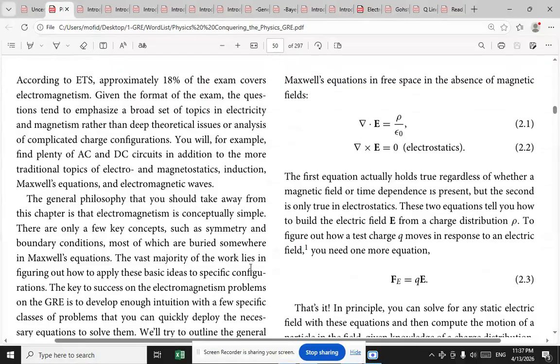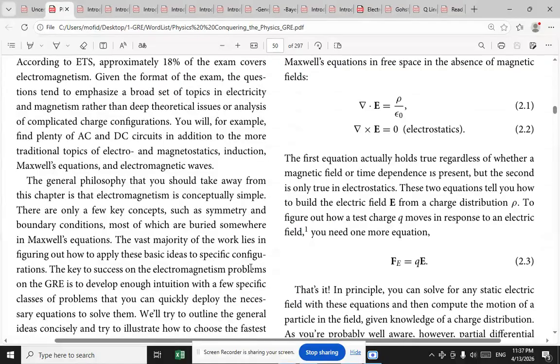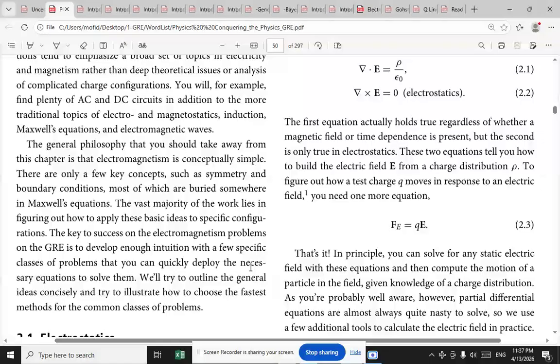The general philosophy that you should take away from this chapter is that electromagnetism is conceptually simple. There are only a few key concepts such as symmetry and boundary conditions, most of which are buried somewhere in Maxwell's equations. The vast majority of the work lies in figuring out how to apply these basic ideas to specific configurations. The key to success on the electromagnetism problems on the GRE is to develop enough intuition with a few specific classes of problems that you can quickly deploy the necessary equations to solve them.